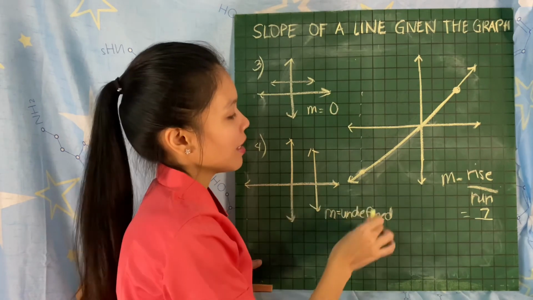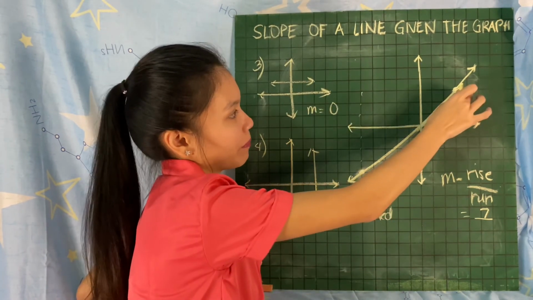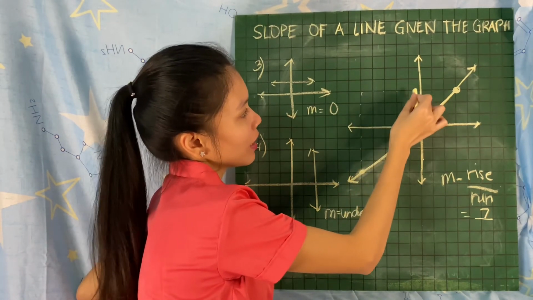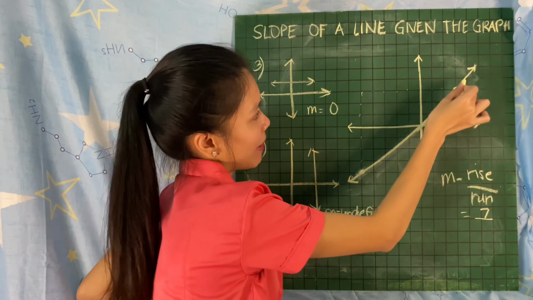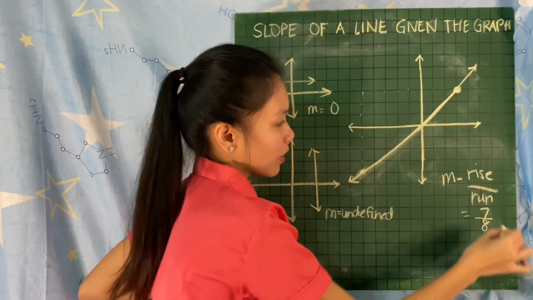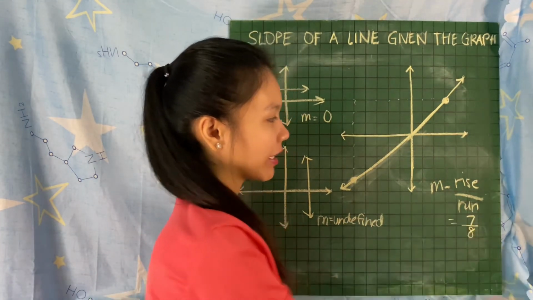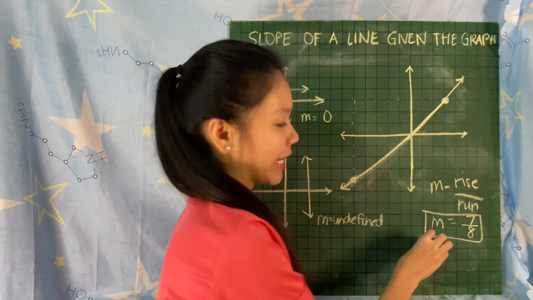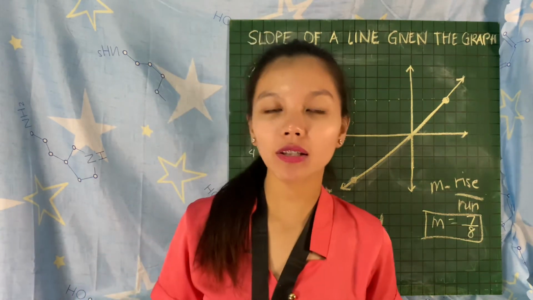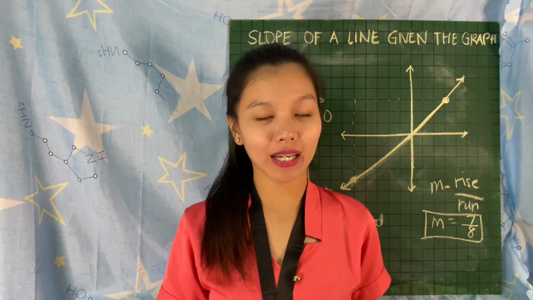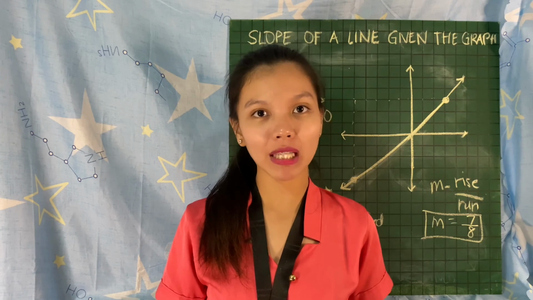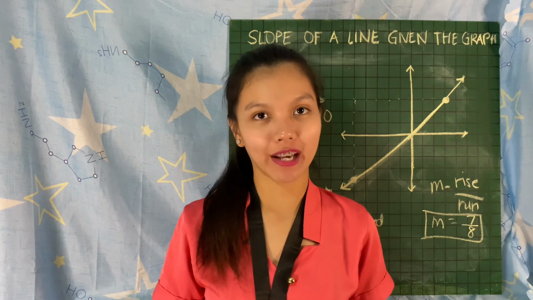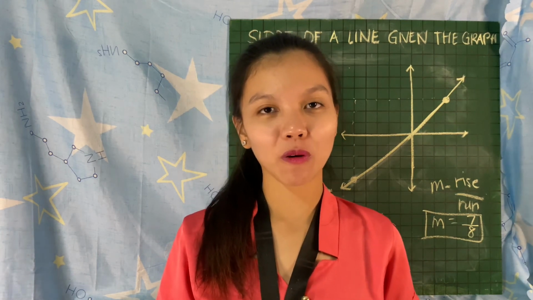And for the run, from this point up to this point, bilangin natin kung ilang steps. We have 1, 2, 3, 4, 5, 6, 7, and 8. So, the rise is 7 and the run is 8. Therefore, our slope here is 7/8. Ganun lang kumuha ng slope of a line kung given yung ating graph. Bibilangin nyo lang yung steps ng change in y at yung steps ng change in x. Yun yung magiging rise over run.